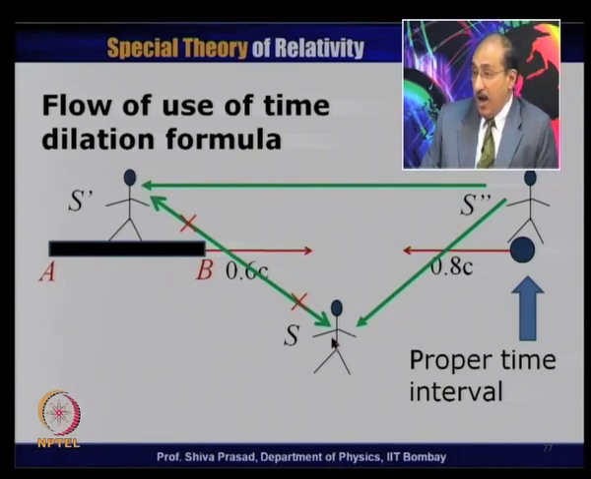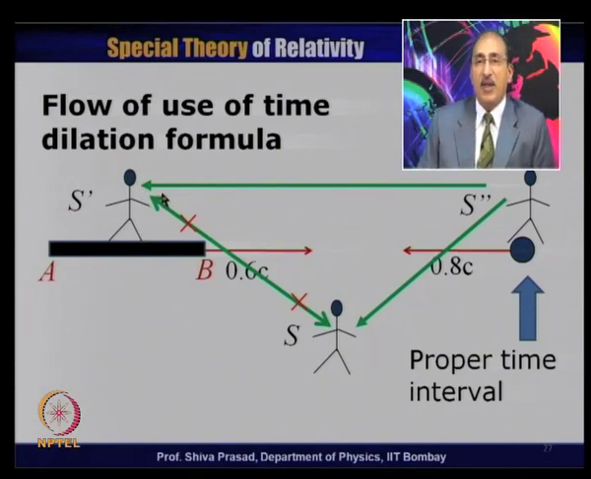Of course, if I have to go from S to S double prime, I have to necessarily follow this particular route. I must go from here to this and then from here to here. Or if I have to go from here to here, I can go from this particular frame to this particular frame and then come back to here. I cannot make a direct application of the formula in this particular path, because neither the time interval here is proper nor is it here. So, in order to apply the time dilation formula, one of the time intervals has to be proper.